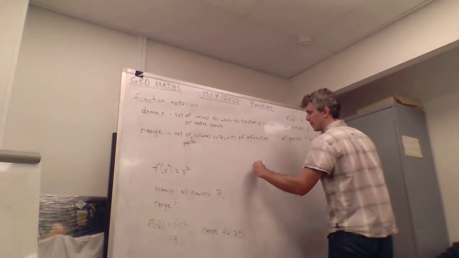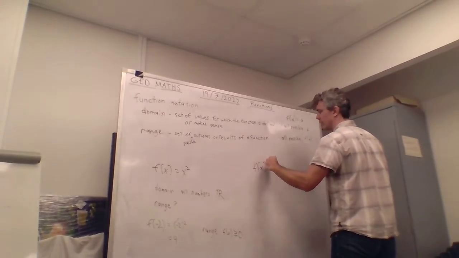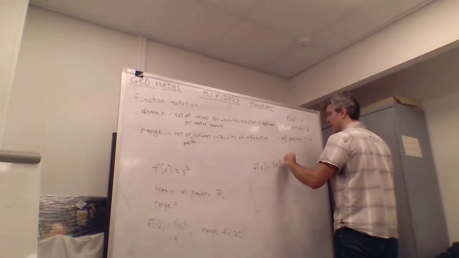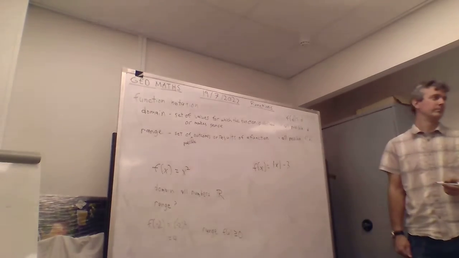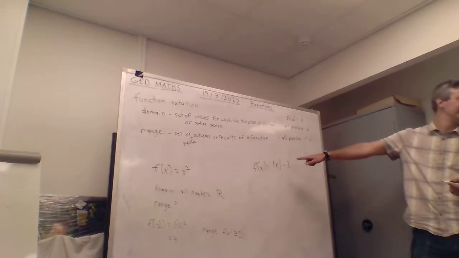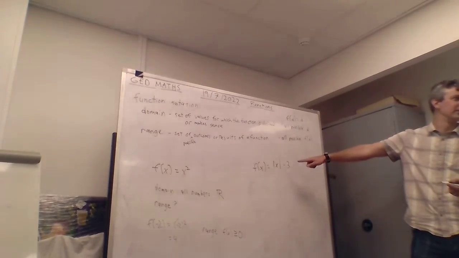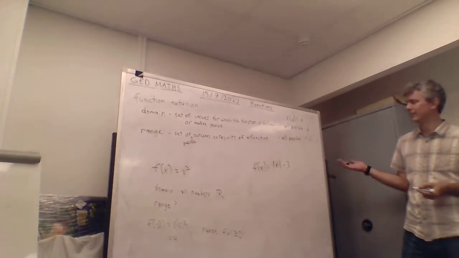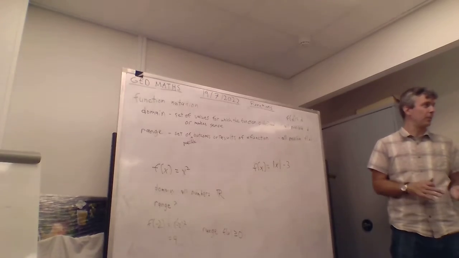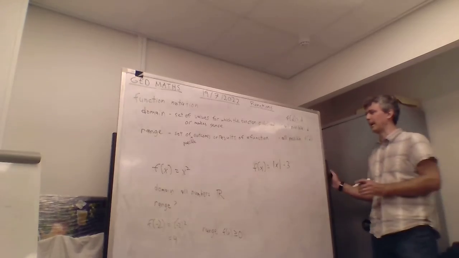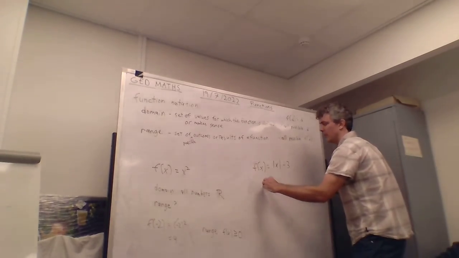It would be the same if I gave you this. F of x equals absolute value of x minus 3. Okay? Do you remember absolute value? What does absolute value do? It always makes it positive, right? If it's negative, it's positive. If it's positive, it's also positive.